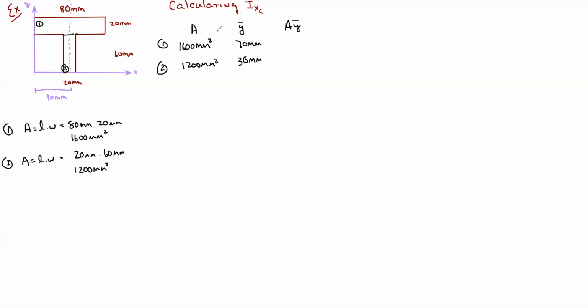In the A y bar column, that's 1600 times 70. Yesterday that came out to be 112,000 millimeters cubed. Hopefully it comes out to be that today. And 1200 times 30 is 36,000.